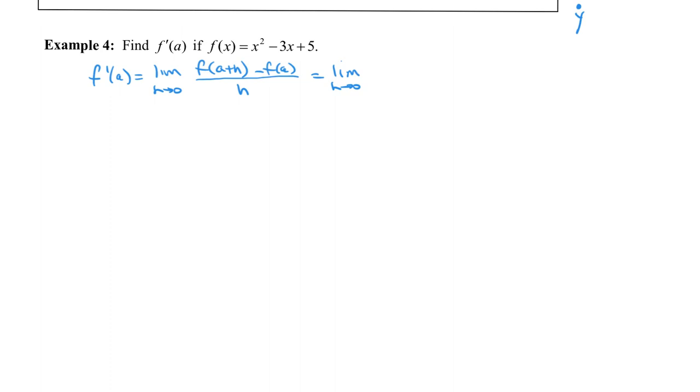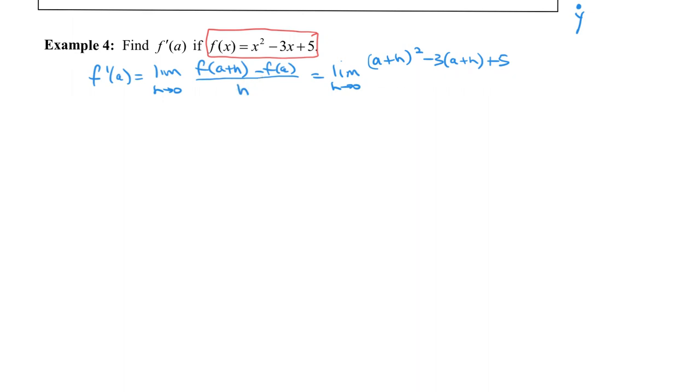Okay, so f of a plus h. This is f of x right here, right? Just let me make this really clear. Here's f of x. So f of a plus h means I'm going to put a plus h here and here. So this is going to be the limit as h approaches 0 of (a plus h) squared minus 3(a plus h) plus 5. This is f of a plus h right here.